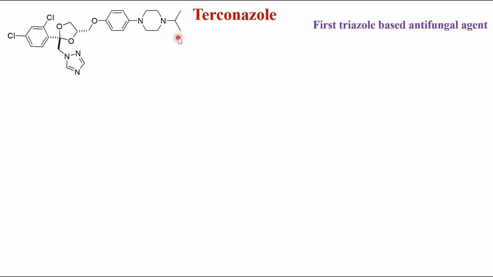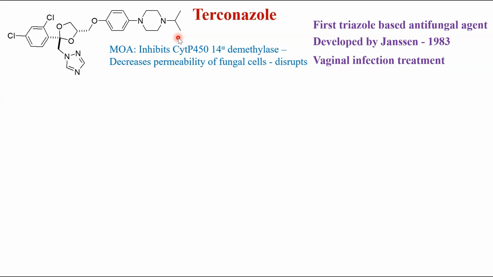Terconazole is the first triazole based antifungal agent discovered. It was developed by Janssen in the year 1983. It has been used in the treatment of vaginal infections. It inhibits cytochrome P450 14 alpha demethylase, and thus it decreases the permeability of fungal cells and disrupts them, hence acting as an antifungal agent.